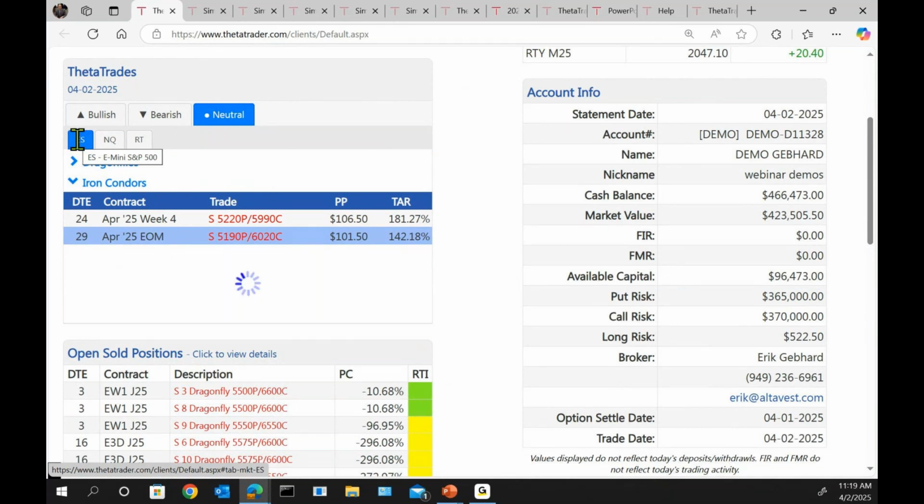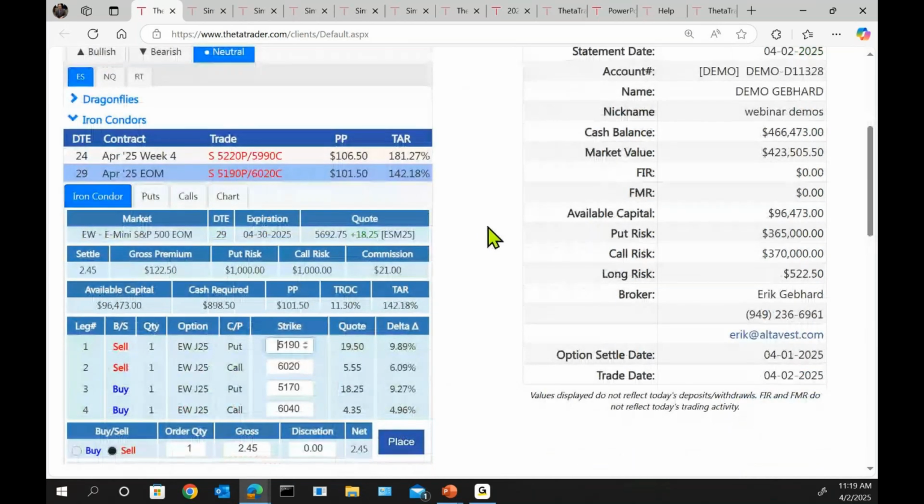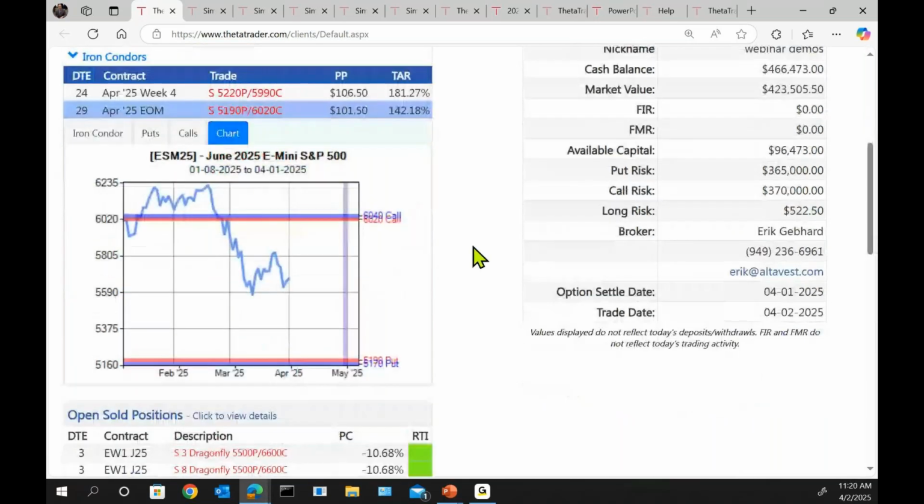All right, give it just a moment here to pull up today's condor for this expiration. First thing I do when you pull up this table is you look at a graph of the trade. You can see that this is the call spread that's being sold, and here's the put spread that's being sold, and then here's the current market price.